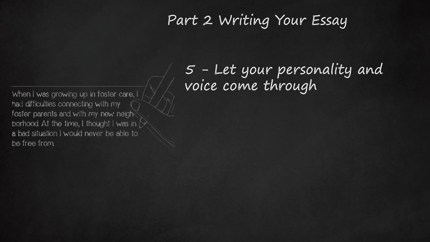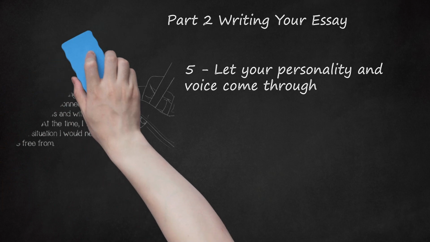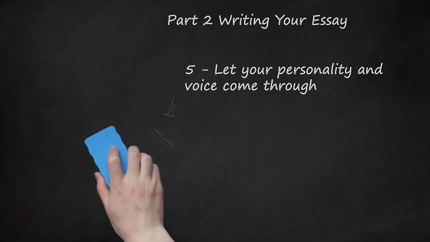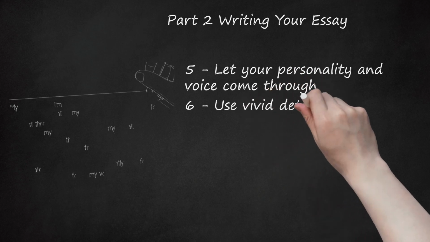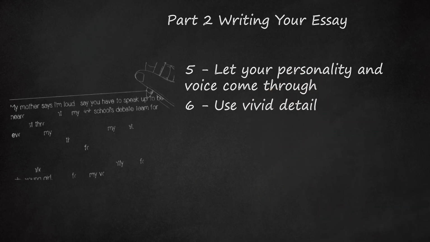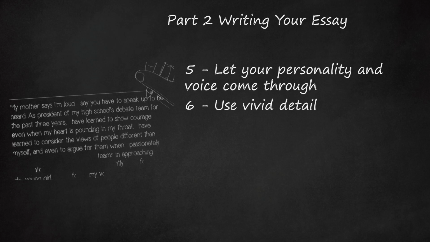"When I was growing up in foster care, I had difficulties connecting with my foster parents and with my new neighborhood. At the time, I thought I was in a bad situation I would never be able to be free from." 6. Use vivid detail. One of the biggest mistakes writers make when writing their life story is forgetting that their readers weren't there to experience it with them. Give your readers plenty of sensory detail and contextual information so that they can understand what your life was like and how it has shaped you.